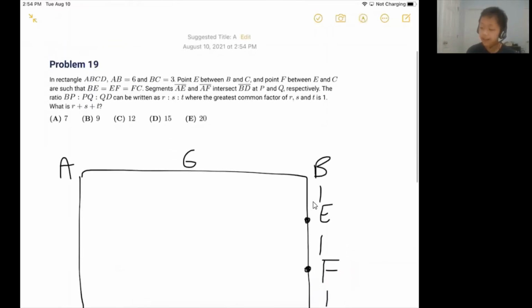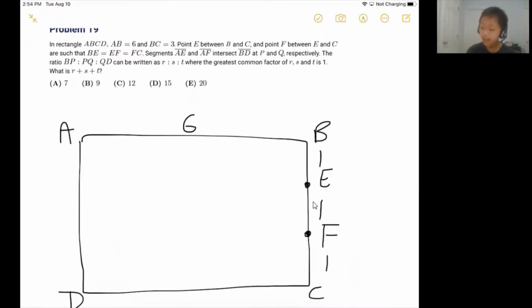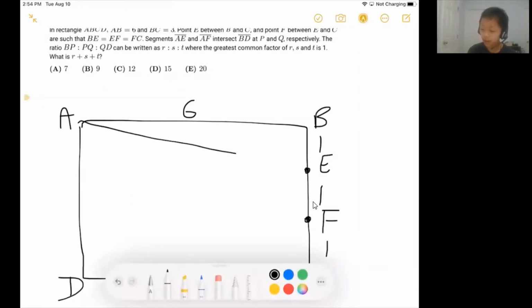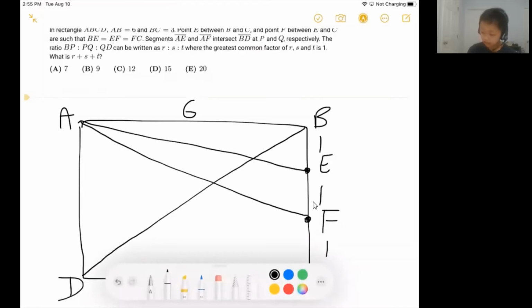Now it says segments AE and AF intersect BD at P and Q. So you draw AE, draw AF, and you draw BD. AE intersects BD at P, AF intersects BD at Q. And we want to find the ratio BP to PQ to QD. That's the ratio we want to find.